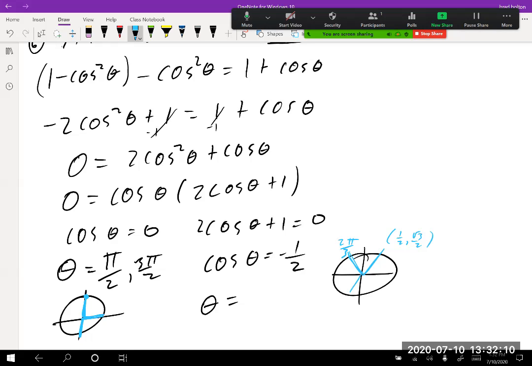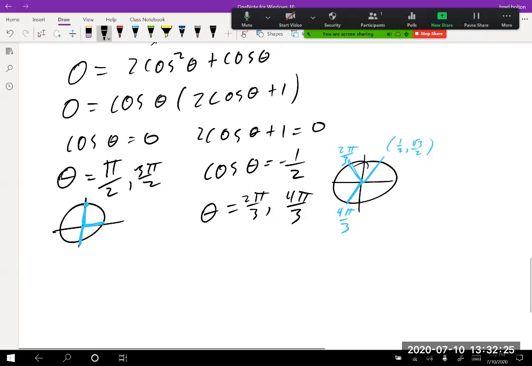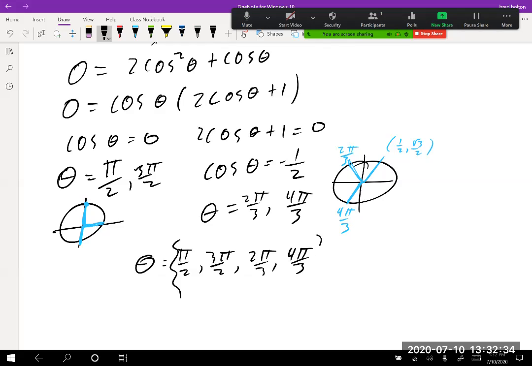And then we need to find the positive version, the one in quadrant 3 right here, which would be 4 pi thirds. So we have 2 pi over 3, comma, 4 pi over 3. So this time we have 4 answers: theta equals pi over 2, 3 pi over 2, 2 pi over 3, 4 pi over 3. And that would be our 4 answers. Okay, so this is kind of how it works when you're solving trigonometric equations.